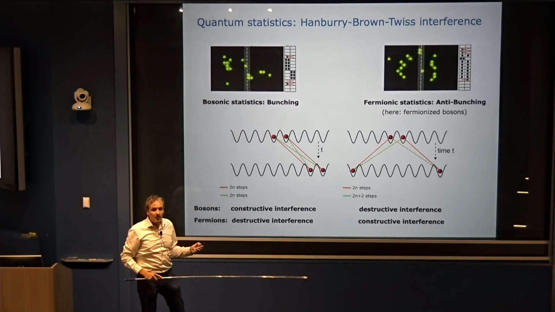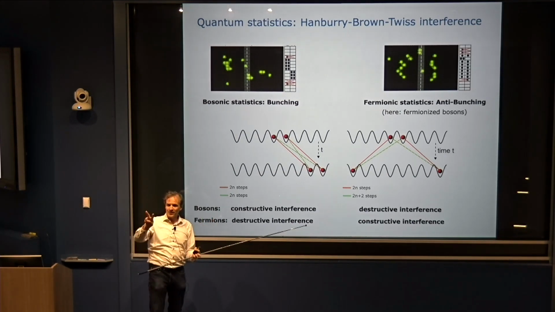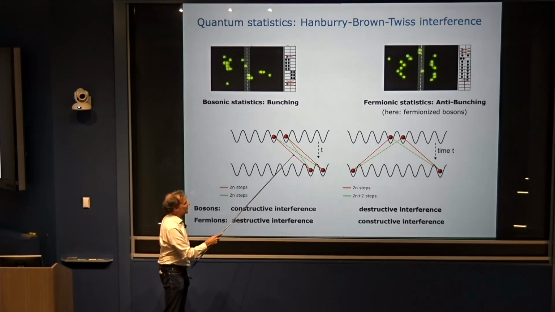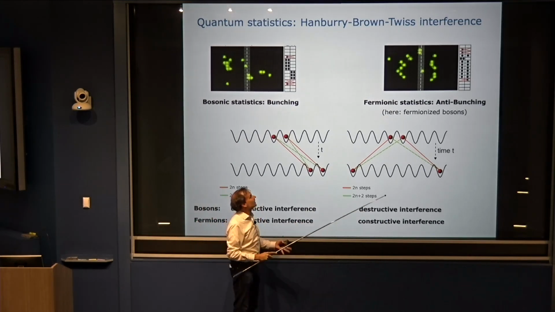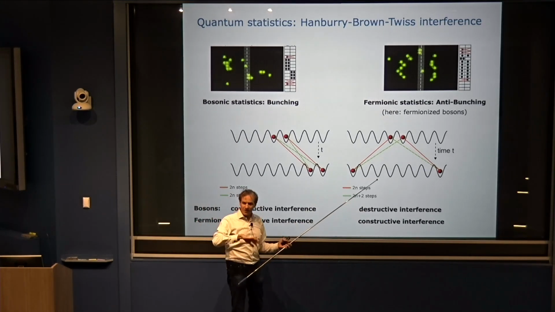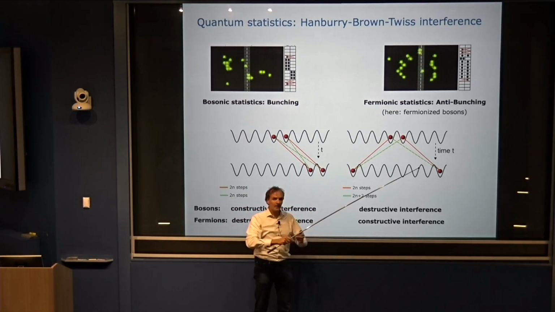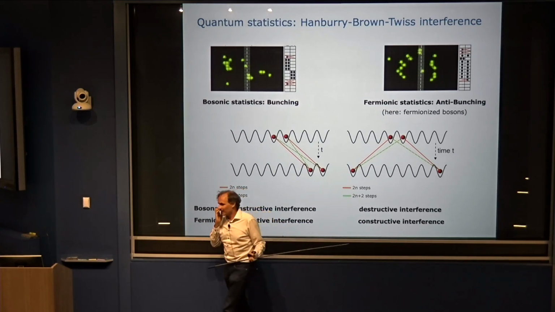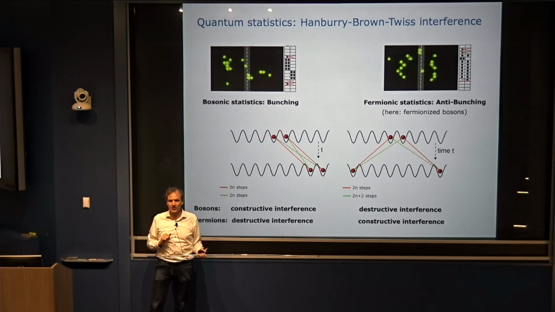If you use fermions, then you get the opposite, because for fermions, if you exchange them, you get a minus sign in the wave function. And with that additional minus sign, this turns into destructive interference, and this turns into constructive interference. So just by changing from bosons to fermions, you find now it's quite likely to find the particles on opposite sides. This is kind of the easiest setting where you can see the difference between bosons and fermions.